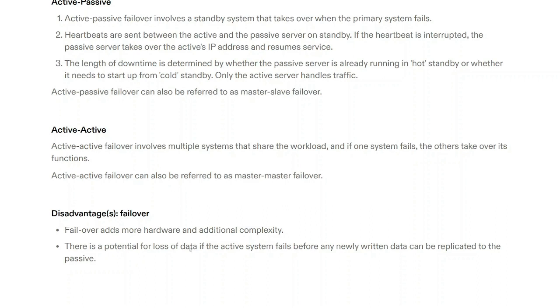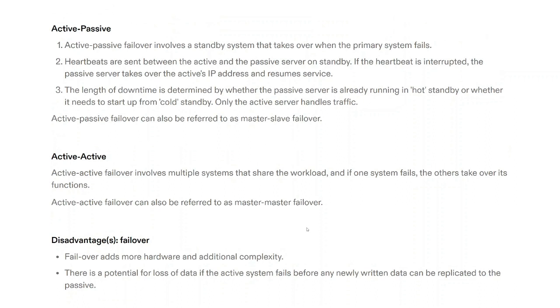And second, there is a potential for loss of data if the active system fails. Let's say the active server was saving some data into the system, and while saving the data, there is a breakdown. We know that data is simultaneously copied to the backup server also, but we might not know whether it is happening at every microsecond. So whatever very recent data was written in the active server might not be available with the backup server. In that case, there is a potential loss of data.